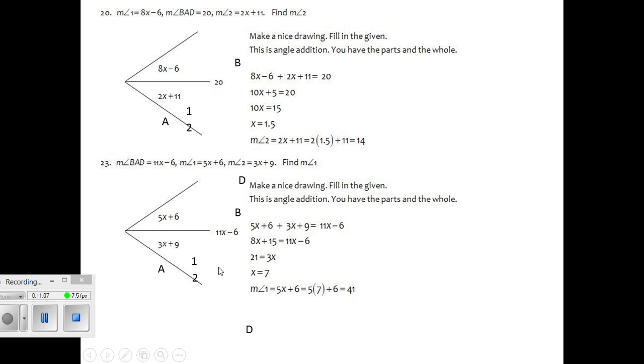Okay, again, what we're dealing with here now, 5x plus 6 plus 3x plus 9 equals 11x minus 6. At this stage, we connected our like terms, okay? Subtract 8x off of both sides, that gives you 3x. Add 6 to 15 gives you 21. X is equal to 7.